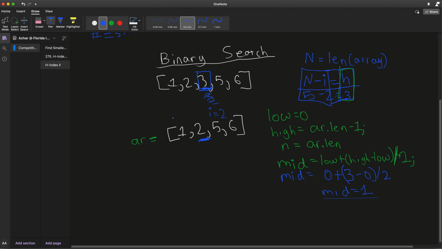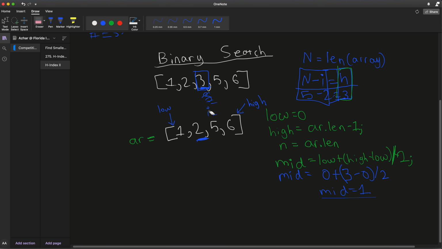Let's also keep in mind low, high. This might be kind of confusing. So clear up our space a little bit. So we have low and high, and this is our mid at the moment. So we're gonna go ahead and check whether this element will work.